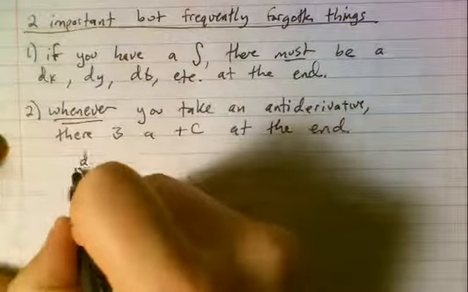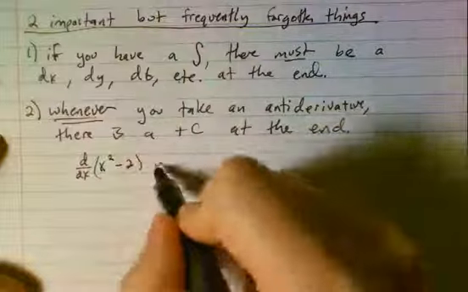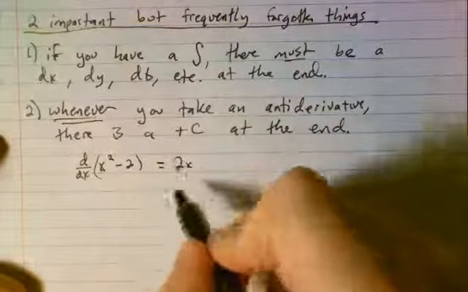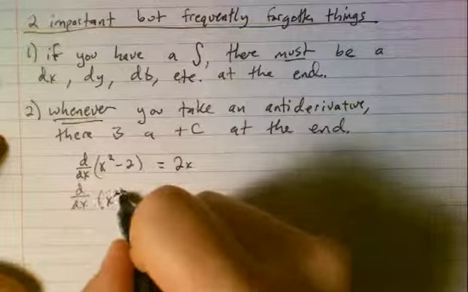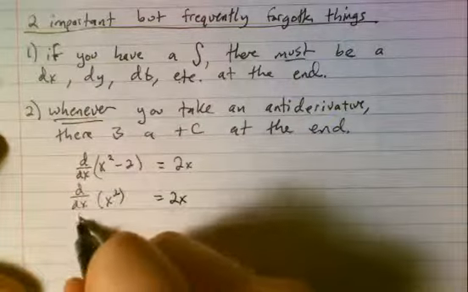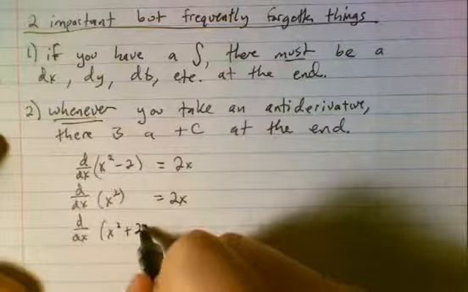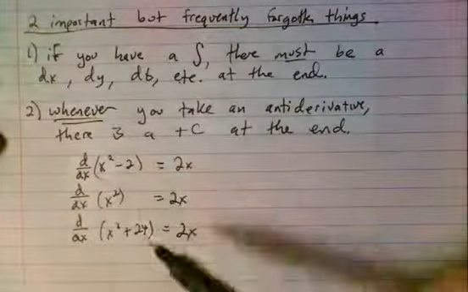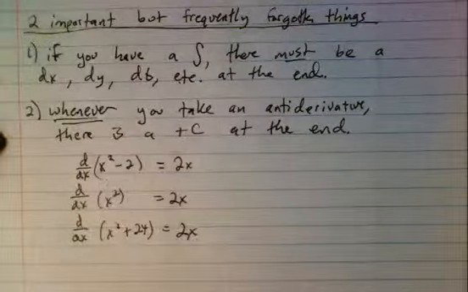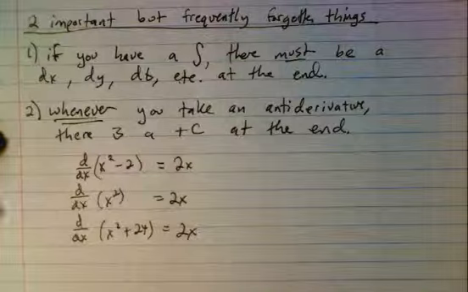And let me show you why that is. So let's say we're taking the derivative of x squared minus 2. You know that one, it's just 2x. If I take the derivative of plain old x squared, that's also 2x. If I take the derivative of x squared plus 24, that's also 2x. Really, no matter what this number is, the derivative of a number is always 0. So anything that's x squared plus or minus a number, the derivative is going to be 2x.